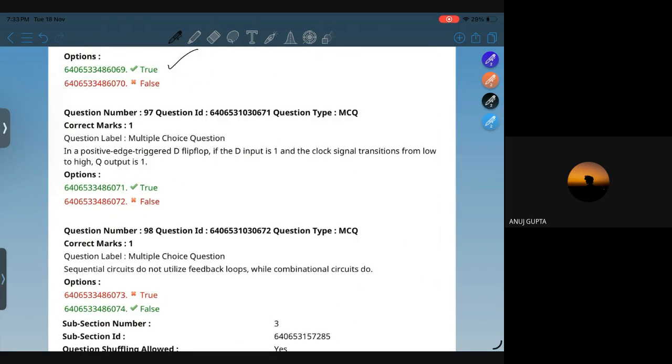In a positive edge triggered D flip flop, if D is 1 and the clock signal transitions from low to high, the Q output is 1. In a D flip flop, if D is 1, the Q signal will go high.